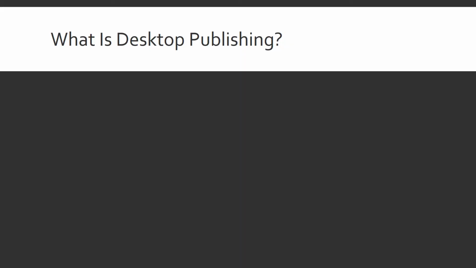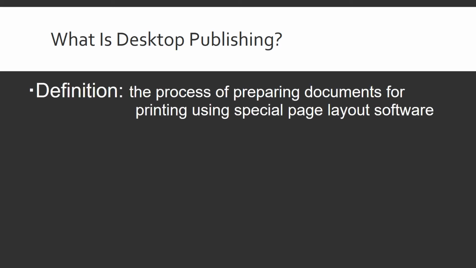So, as you registered for this course, you may have asked yourself, what exactly is desktop publishing? And I think that's a good question. So the definition that we're going to be using is that desktop publishing is the process of preparing documents. We'll get into more about what a document is a little bit later in this lecture, for printing by using specialized page layout software.